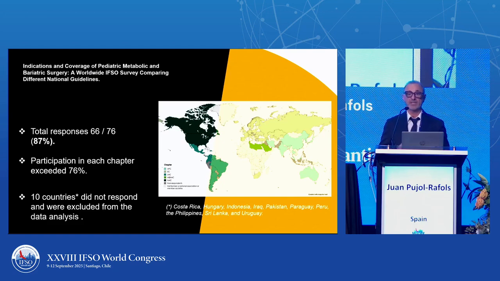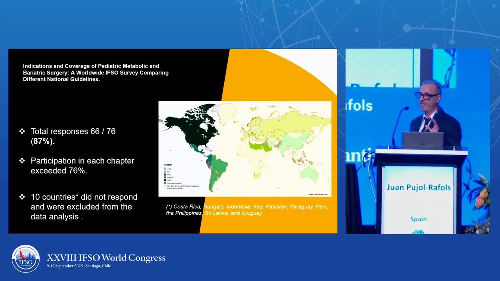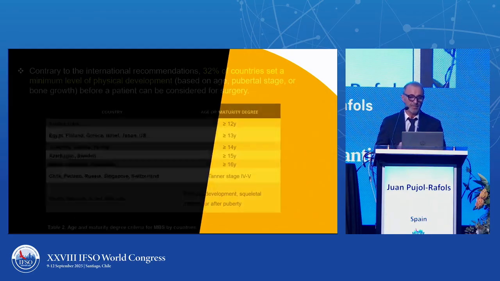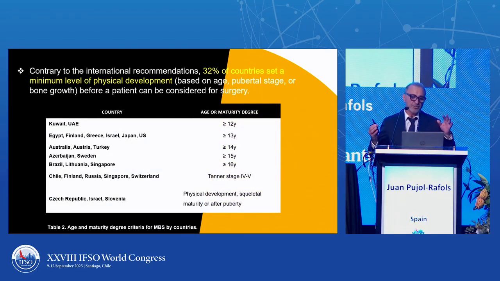In fact, the only 10 countries that did not respond were countries that perform very few procedures per year if we compare with the whole procedures that are made worldwide. 76% of the countries were found to have guidelines that include some indications and recommendations regarding children and adolescents' metabolic surgery. And of those, contrary to the international recommendations, more than a third of them set a minimum level of physical development before considering these young people for surgery.